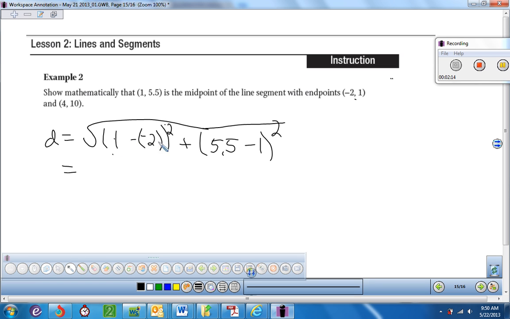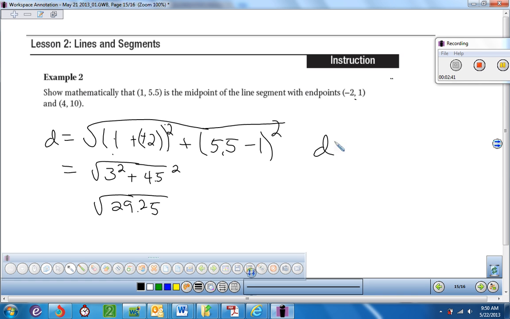So let's go ahead and double negative. So we're going to end up adding these two numbers. So we end up with 3 squared, and then we have plus 4.5 squared. Okay, and we square that, and we get 29.25, the square root of 29.25. Okay, so that's the distance from this to this point.